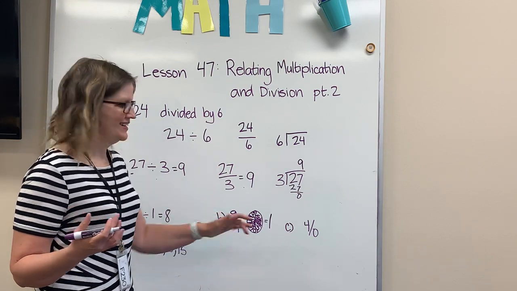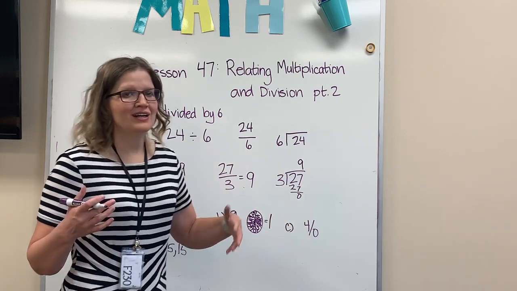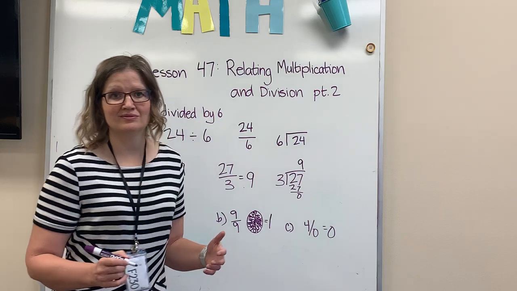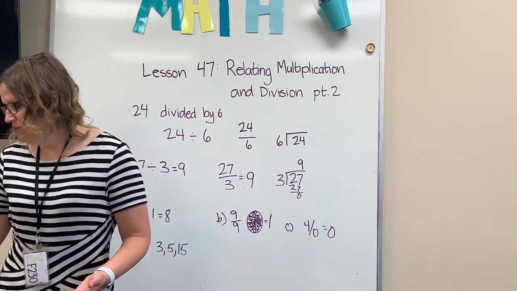Super fun. When we have how many zeros go into 4, we say 0. And so these are some things that you need to be aware of.